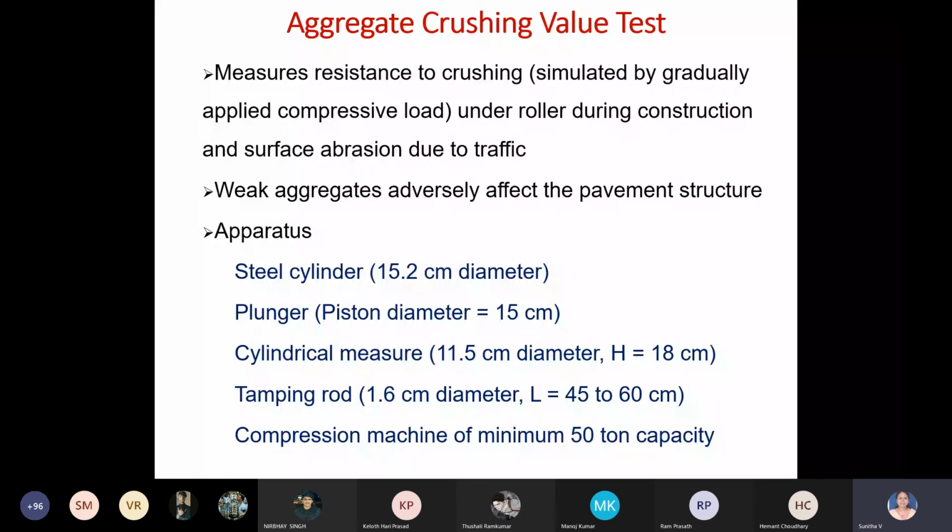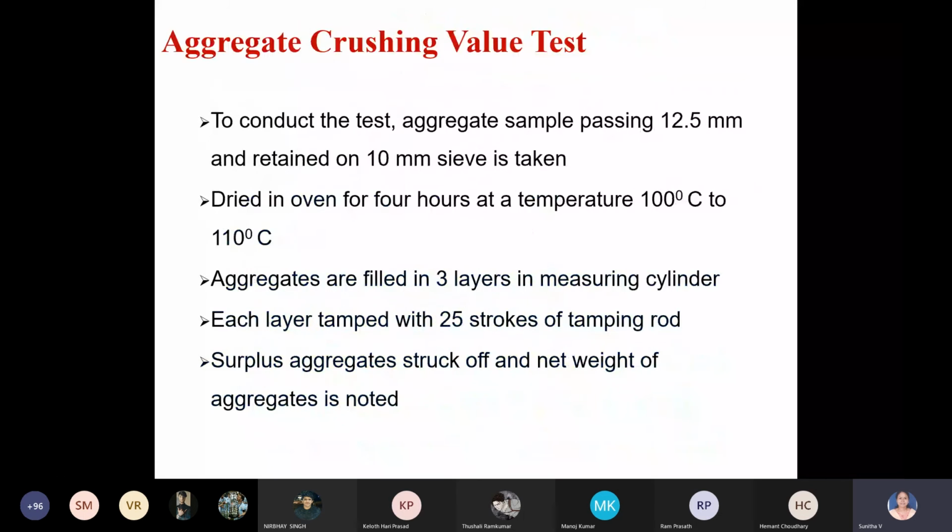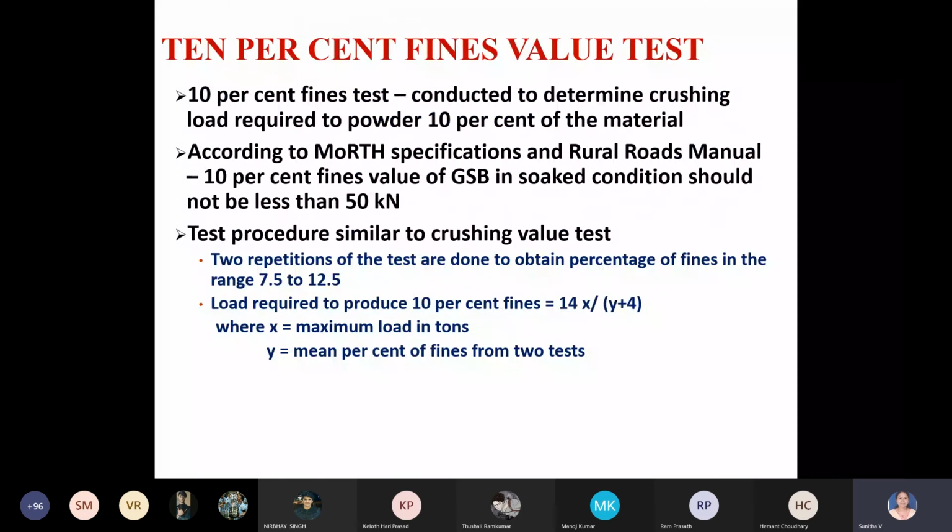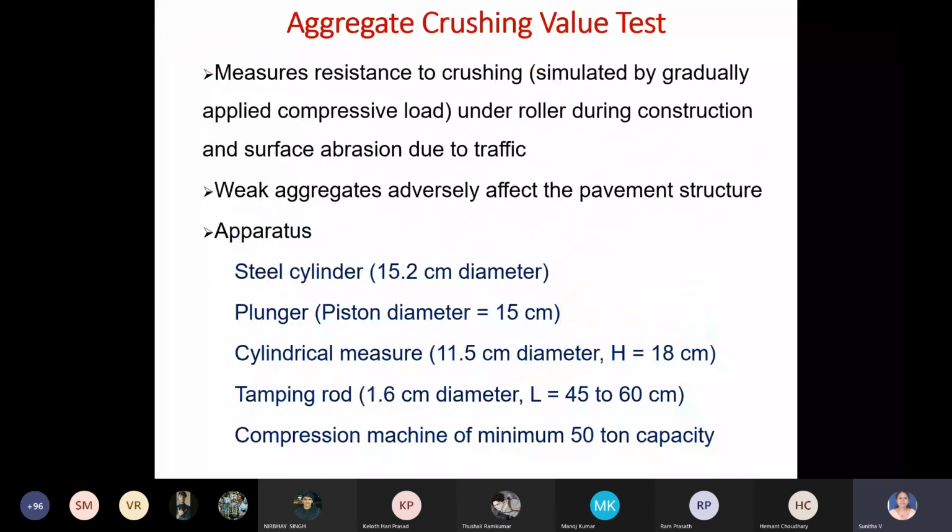Next, the aggregate crushing value test. This measures the resistance to crushing, as you are applying a compressive load. It tells what the resistance will be under the roller during construction. In the field, your aggregate will be subjected to rollers moving over it during construction itself. It should have resistance for that, and weak aggregates adversely affect the pavement structure.